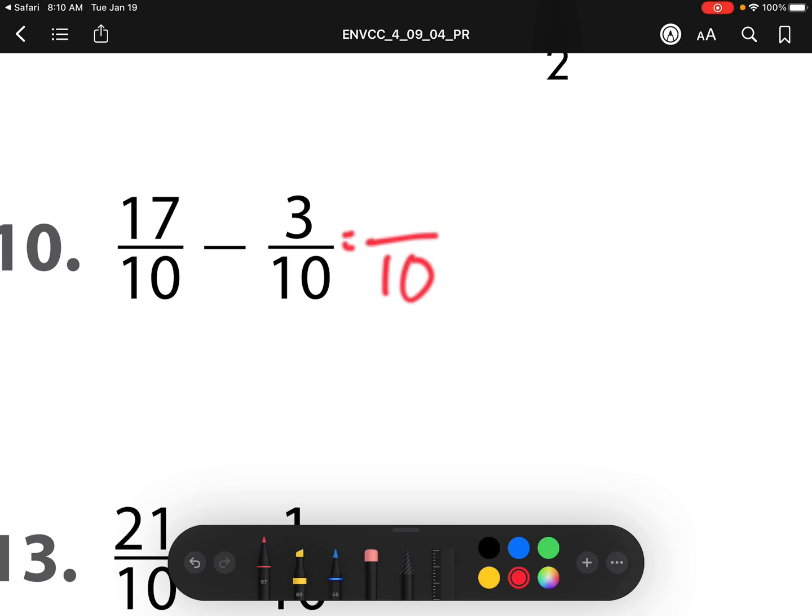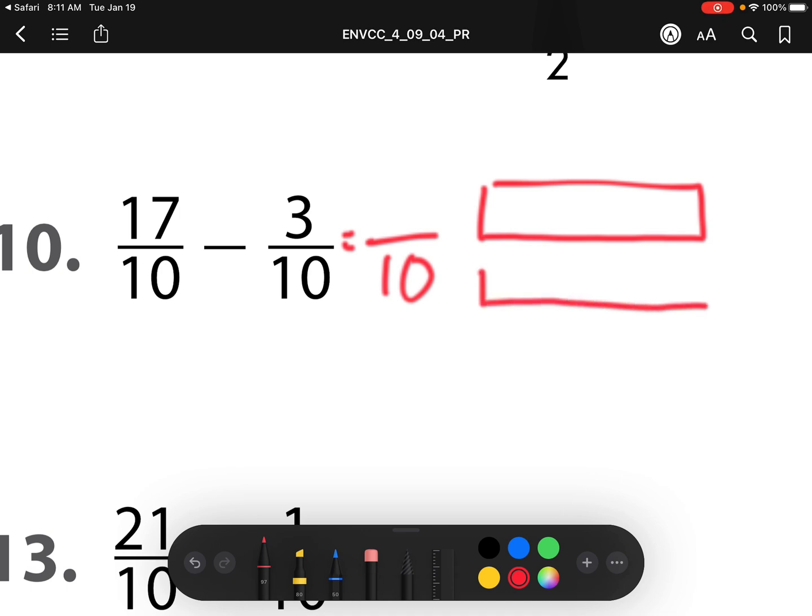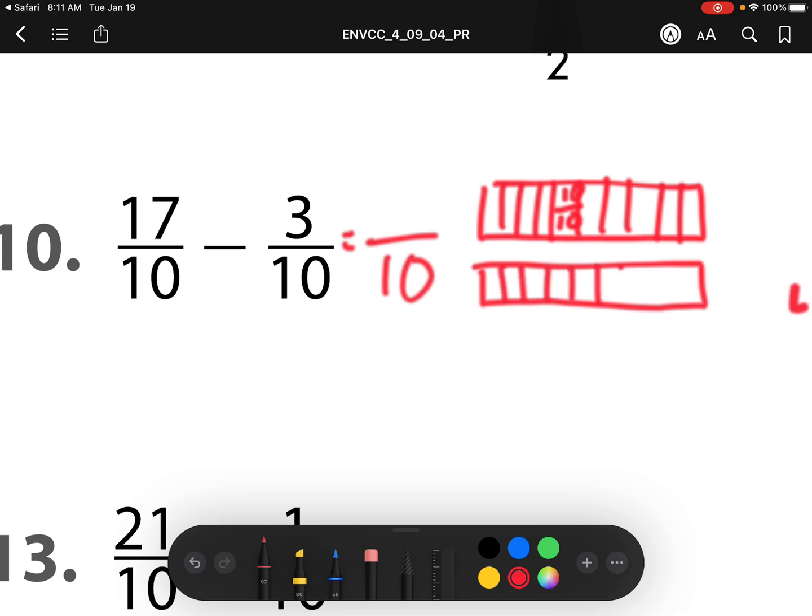And then that top number, we're going to draw our model. So here's 10 tenths because we have 17, which is one whole. And then we have what? Underneath, we're going to have 7 tenths because this is 10 tenths. 2, 3, 4, 5, 6, 7, 8, 9. And then 1, 2, 3, 4, 5, 6, 7, 8, 9. And we have 7 of them. So all of this would be colored in.